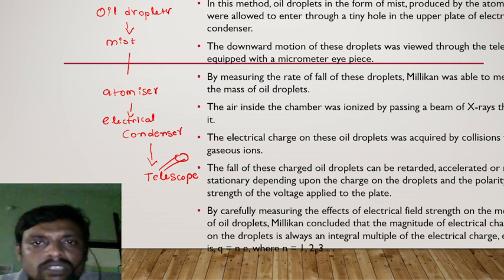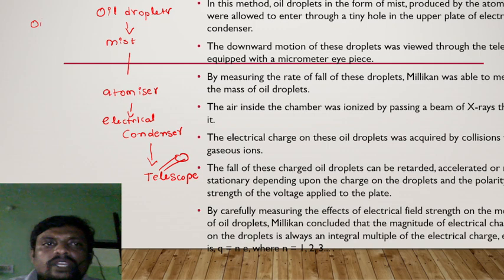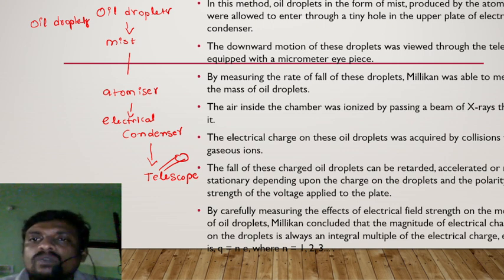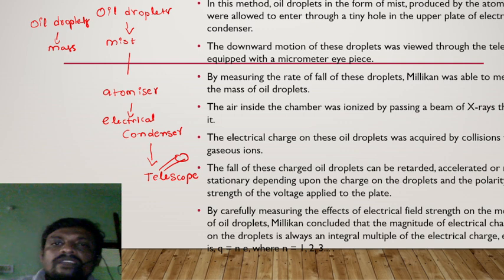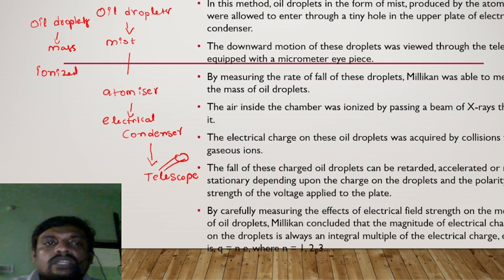Millikan was able to measure the mass of the oil droplets. Whenever these droplets are moving downward, he was able to measure their mass and their weight. The air present inside the chamber was ionized. He has taken a closed chamber, which I am going to show you in the diagram in the next slide. The oil droplets are moving in the ionized chamber.